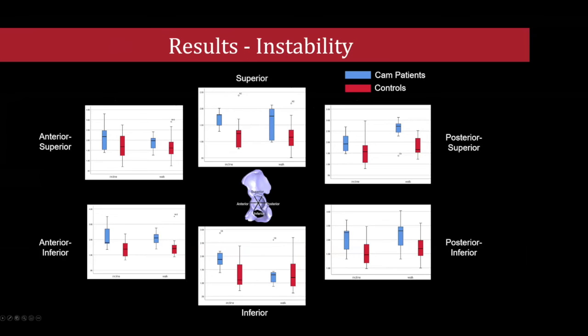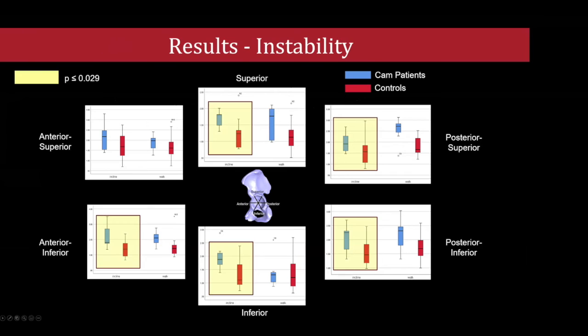When we look at this graphically, at the measure of instability as a single value, blue is the CAM, red is the control, and then here are our different anatomic regions. When we run statistics on this, we see that there was an increase in instability amongst the patients in the superior, posterior superior, basically all the regions except the anterior superior region, which is really where I think most of the action is in terms of our historical idea that impingement is occurring. It does seem that there's instability amongst these other regions.